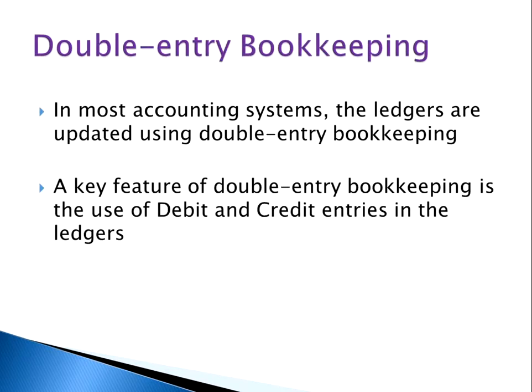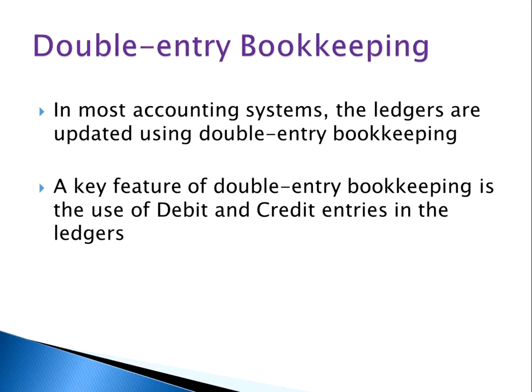In most accounting systems, the ledgers use a system called double entry bookkeeping. And so every transaction is recorded in two places, usually known as a debit entry and a credit entry. If you need to know about debits and credits, at the end of this presentation, I will show you where you can find out more about them.